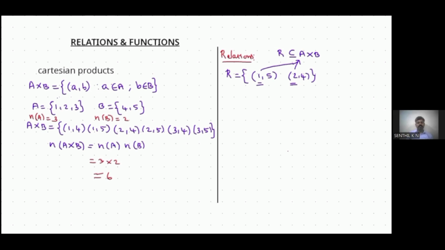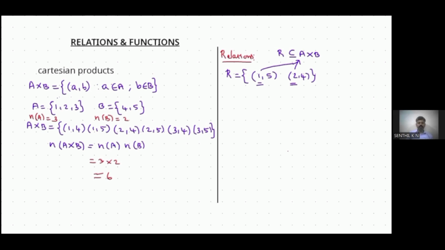If I want to say R is a relation, the elements should be from the Cartesian product. That is, the first element of each pair should be from the first set. Here we are considering A, so 1 and 2 should be elements of A. And the second element of each pair should be an element of the second set. Here we are considering set B, so 5 and 4 are elements of B.